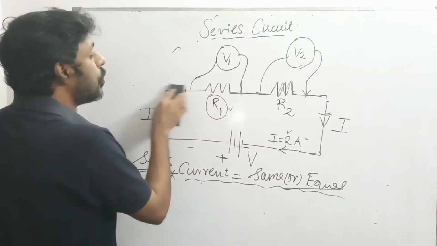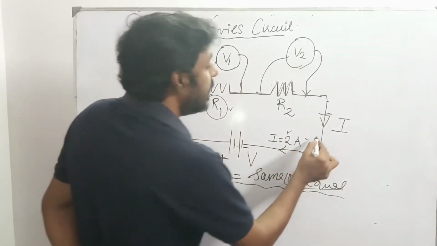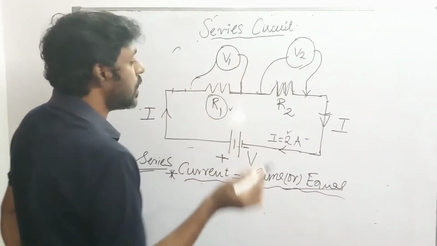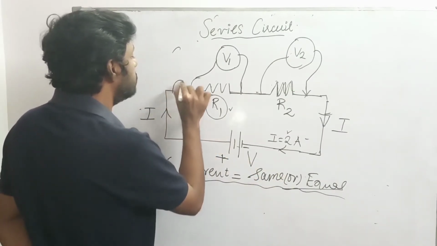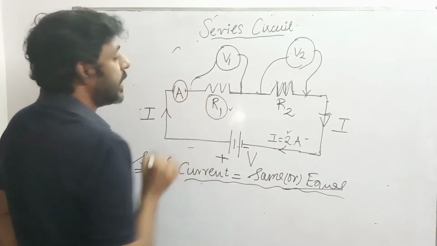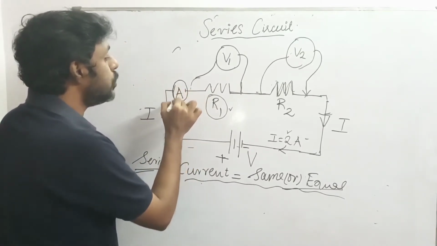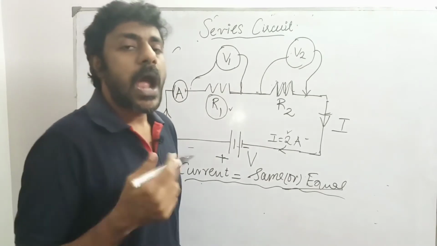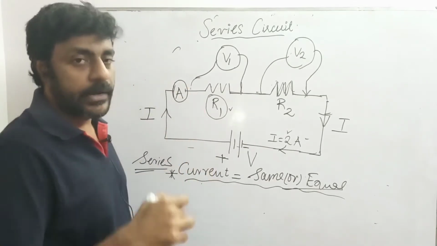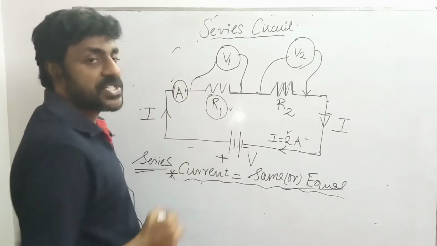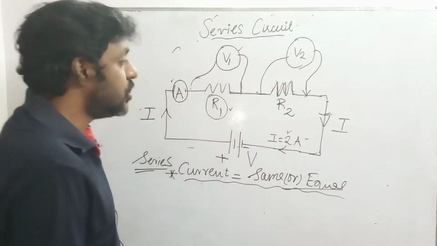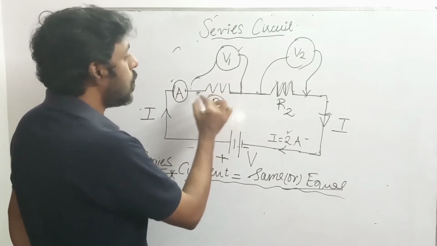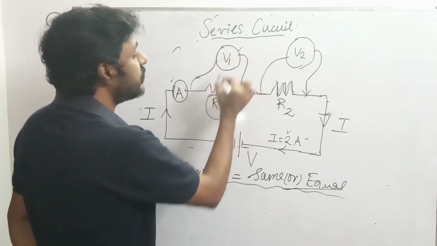Okay, so where will you connect the ammeter? You need to connect the ammeter in this place. If you are going to connect an ammeter, then you need to connect an ammeter here. Why do you connect an ammeter? You are connecting an ammeter in order to find the value of the current. So ammeter is a device which measures the value of the current, and voltmeter is a device which will measure the value of the voltage. So always connect a voltmeter across the resistor.